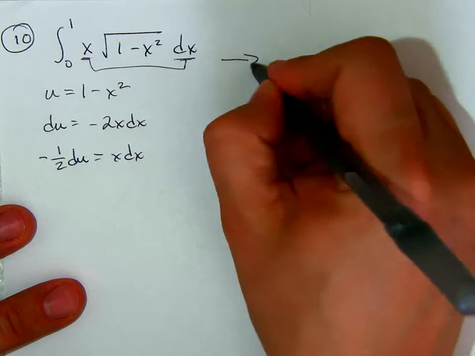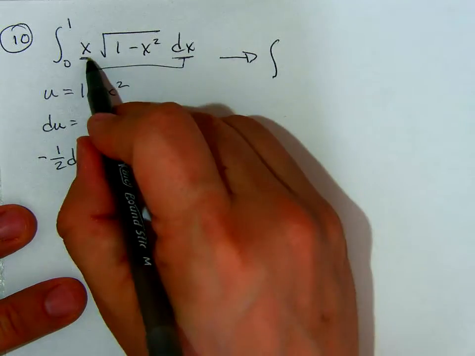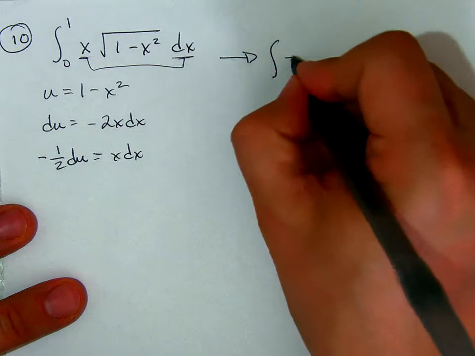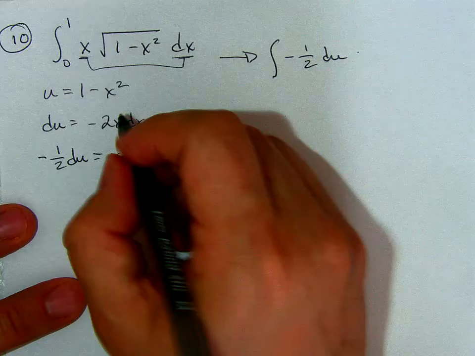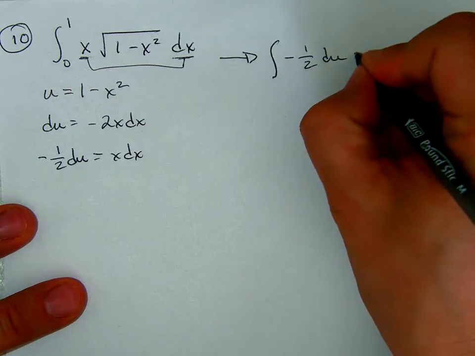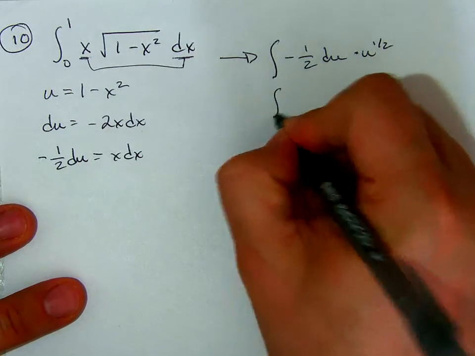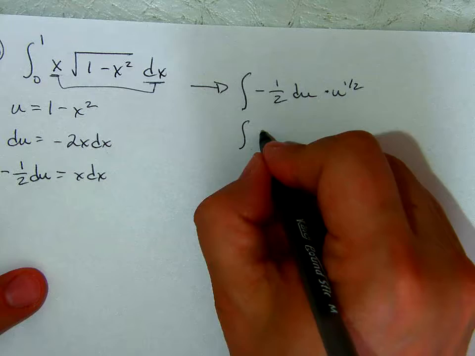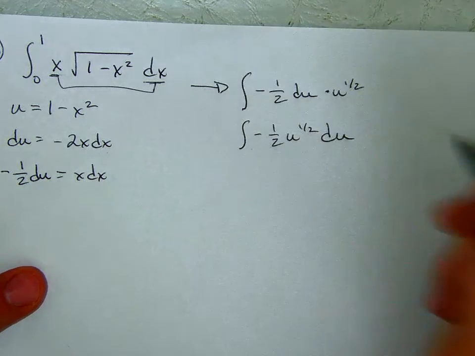Okay, now I'll do my substitution, leaving out the limits, as always. x dx, that's negative 1/2 du. And then square root of 1 minus x squared, that's the square root of u, or u to the 1/2. I'll clean that up a little bit. That's a weird way to write it. So I get negative 1/2 u to the 1/2 du.